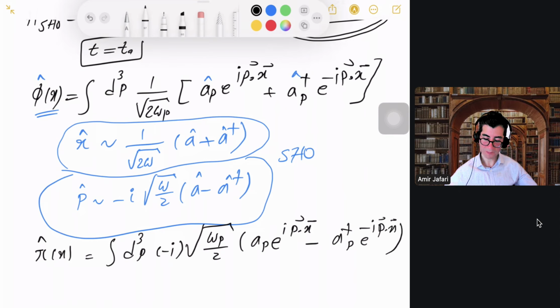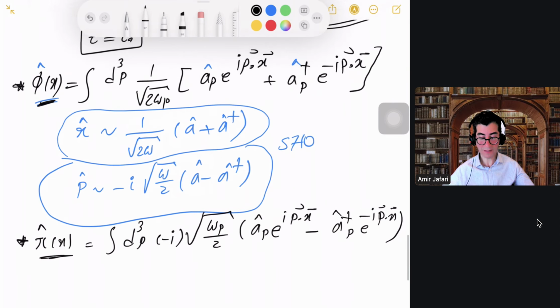Okay, so you see the similarity here. These are operators now. We have promoted the field and its conjugate momentum to operators. Sorry, we have promoted these two fields, phi itself and its conjugate momentum, which are both fields, to operators. So they are quantum fields now.